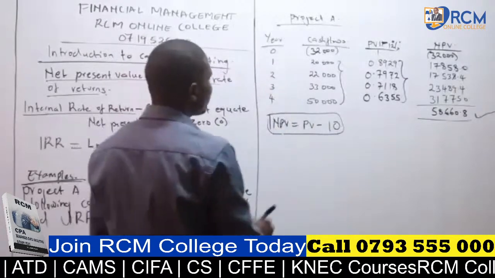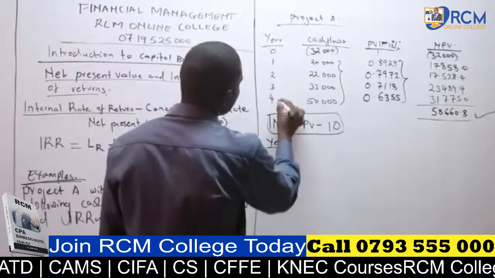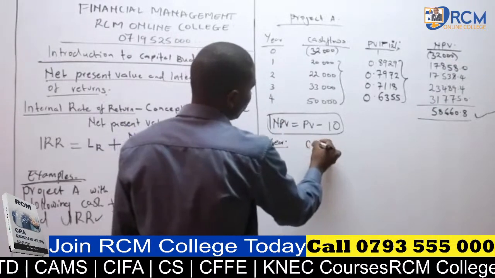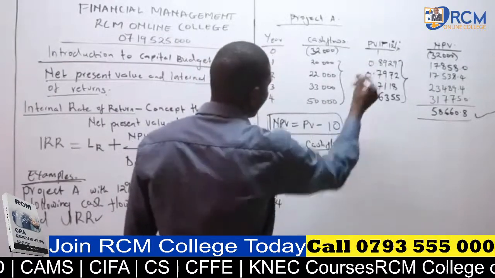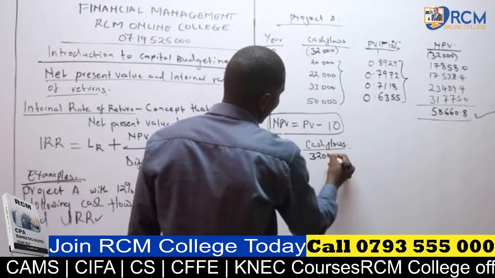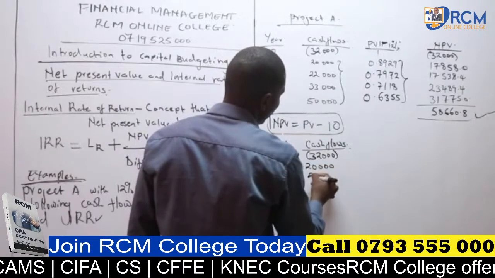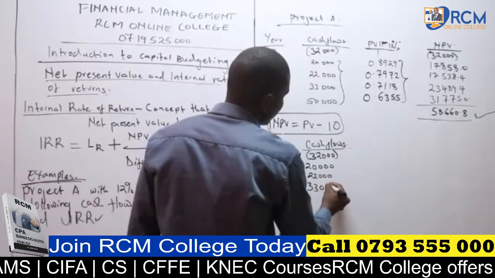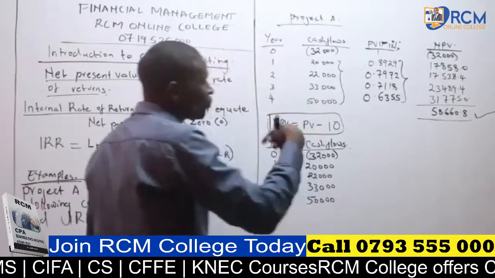I can repeat this. I have here year 0, 1, 2, 3, and 4. Then cash flow. Cash flow remains the same. Whatever is changing here is only the rate, or the cost of capital. Initial outlay is 32,000, then 20,000, 22,000, 33,000.